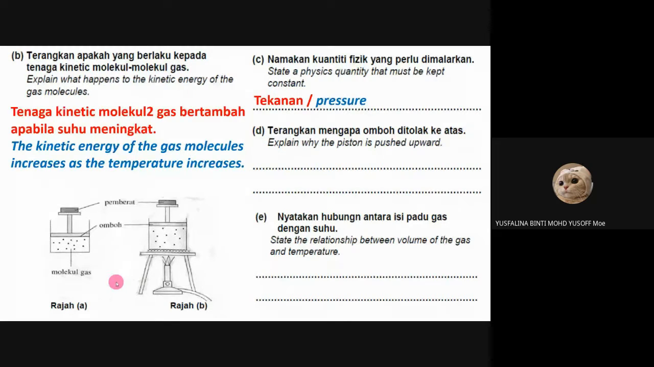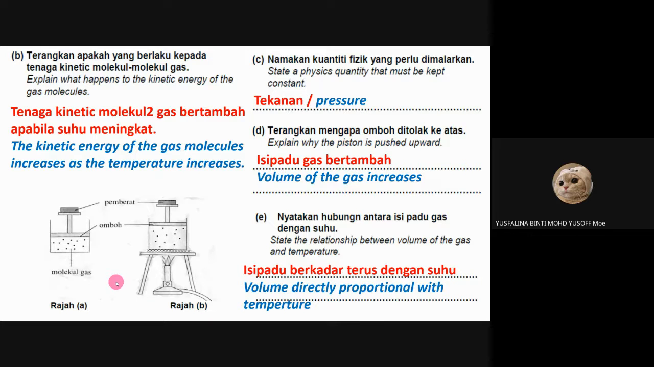And explain why the piston is pushed upward. Okay, because the volume of the gas increases, right? Because the large pressure inside the container pushes the wall of the container. It exerts a large pressure on the container, so that's why the volume of the gas increases. So state the relationship between the volume of the gas and the temperature. So the volume is directly proportional to the temperature. Okay, so this is Charles's law.